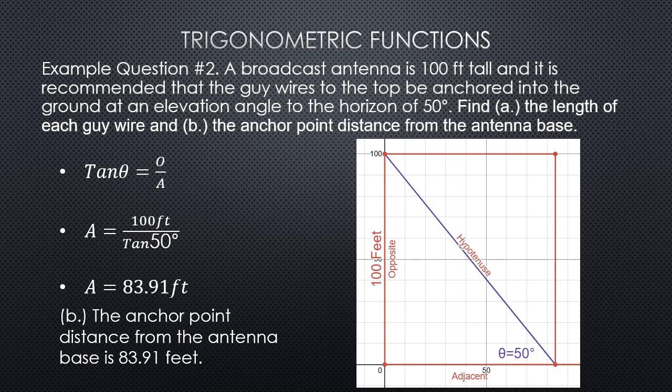And so in that case, if we use the tangent formula, because we've got the opposite and we've got an angle, we could now solve for the adjacent. So we can see that the adjacent is going to be equal to the 100 feet divided by the tan of 50 degrees, which should give us the distance from the antenna base to the anchor point of 83.91 feet.